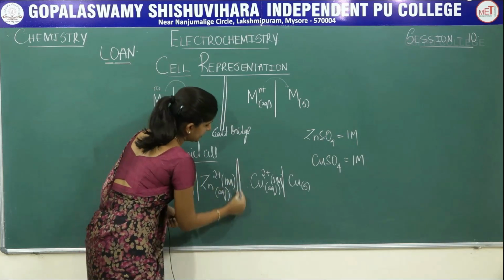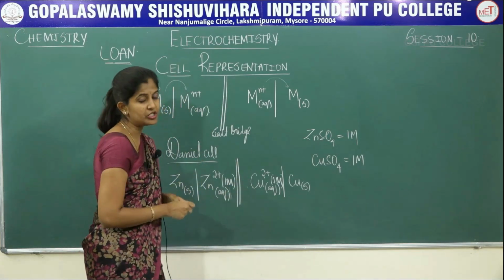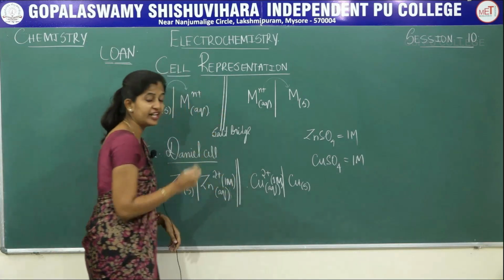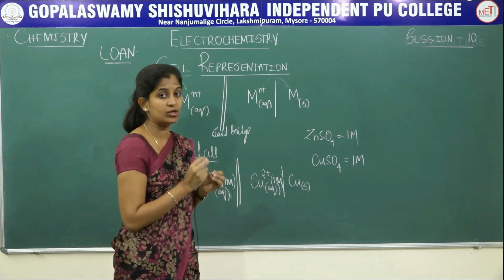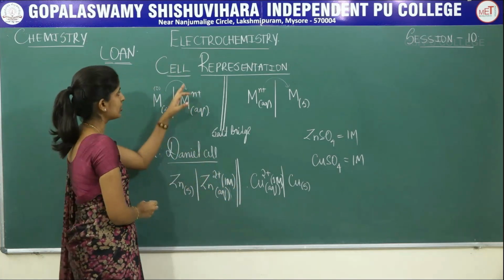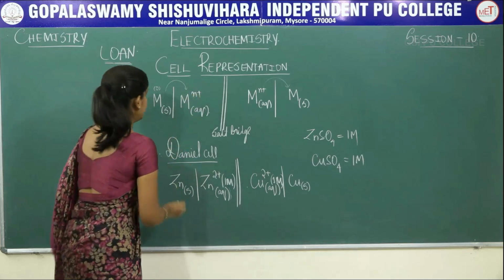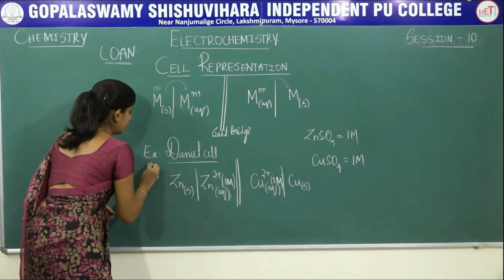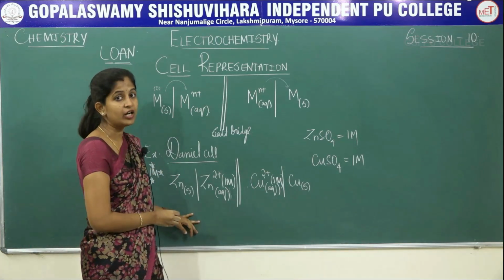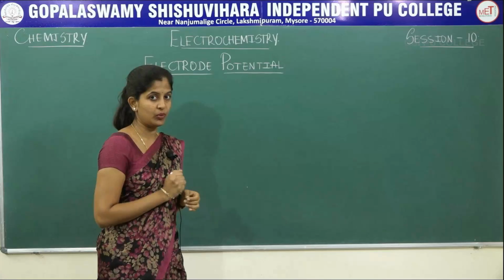And by knowing this representation you can observe that there is a salt bridge, so I have to use a salt bridge. So like this, from a cell representation, if I draw all the information about a cell and I am completely able to set up that cell, such a representation is called your cell representation. But remember, this is very important for your 1 mark question, that is, write down the cell representation of your Daniell cell.